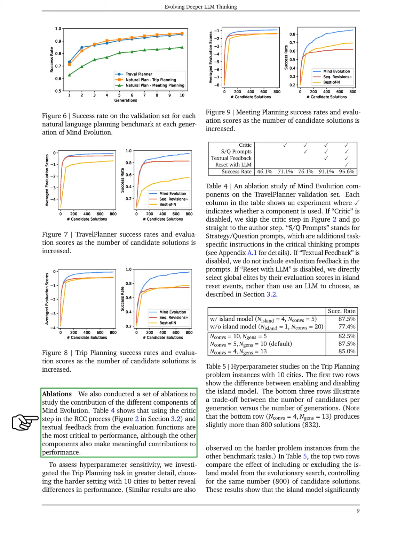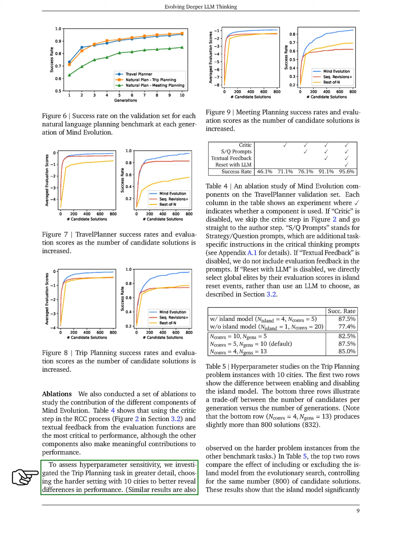In our ablation studies, we examine the contributions of different components of mind evolution. Our findings reveal that the critic step in the RCC process and textual feedback from evaluation functions are crucial for performance, although other components also contribute meaningfully.